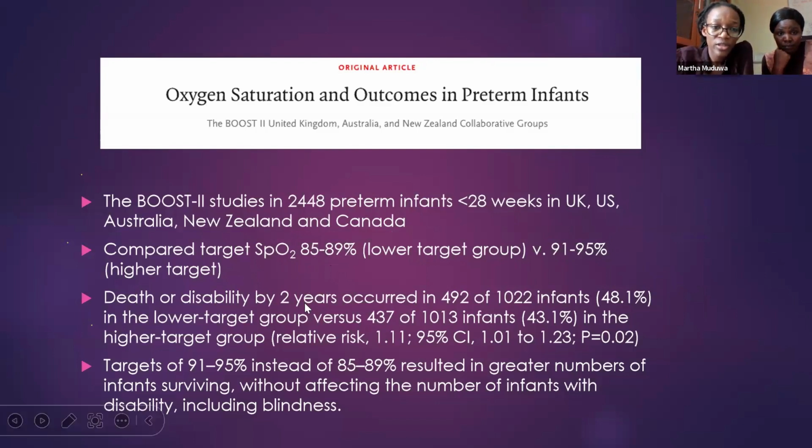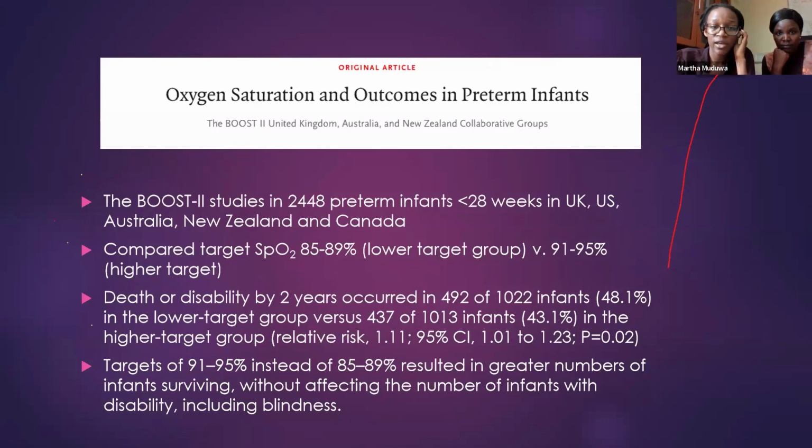When the two groups were compared after 2 years, we found that in the group with the higher target, you had a reduction in mortality as compared to the one of lower target, which is 85 to 89%. So more of these infants survived with a higher oxygen target of 91 to 95, and there was no increased risk of complications, and there was not a bigger number of babies with blindness or ROP because of the higher target of 91 to 95.